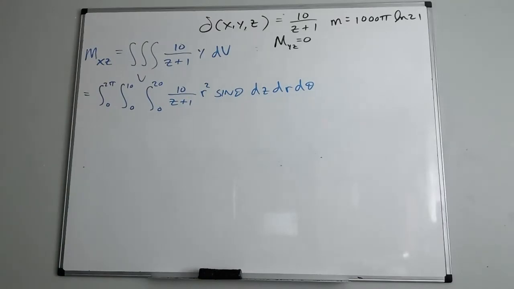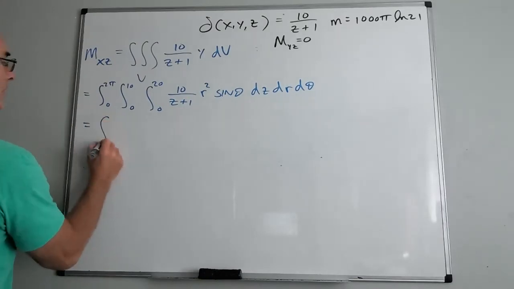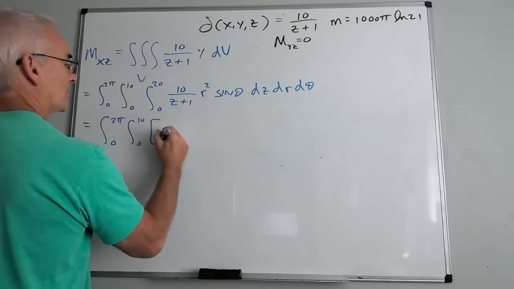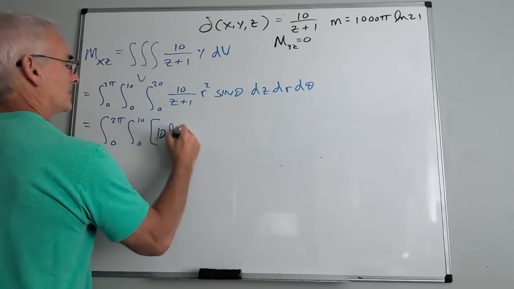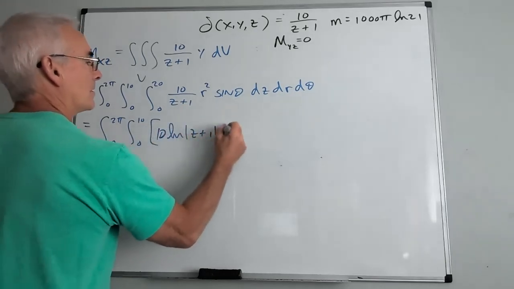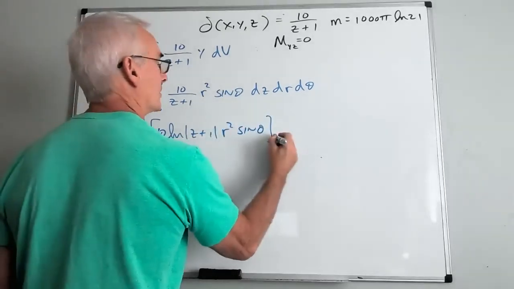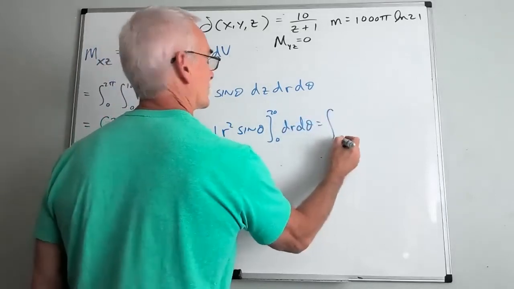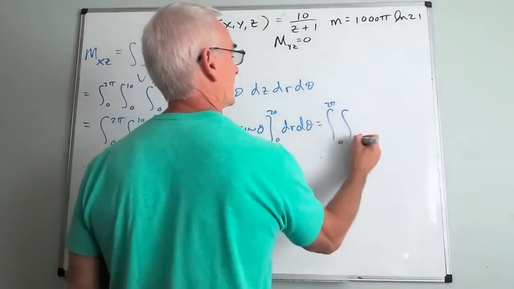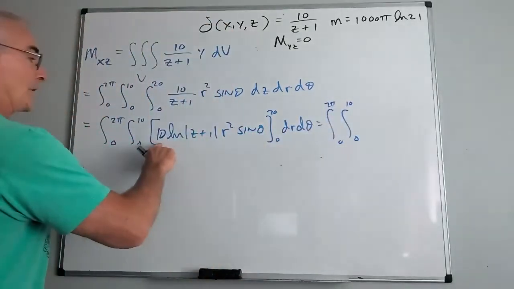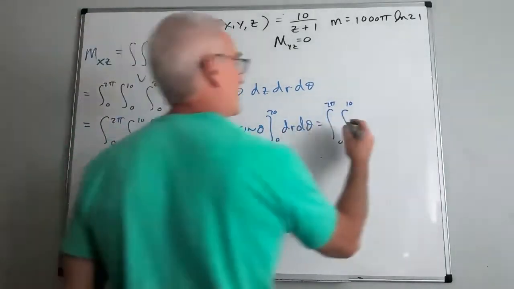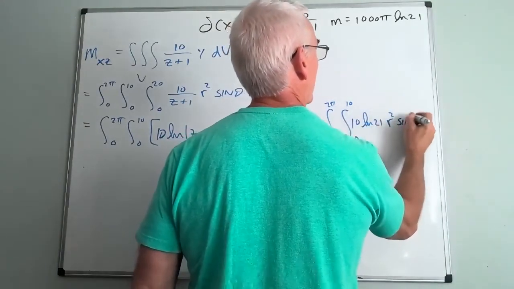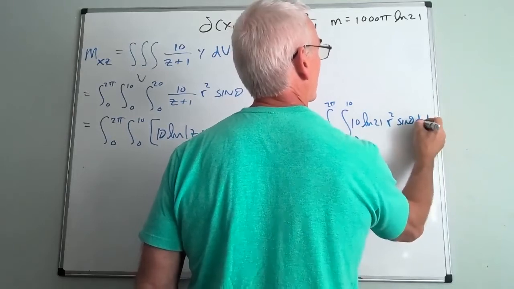Okay. So we do the z integration first, just like before. I think we're getting used to this one. So I'm going to get 10 log z plus 1 r squared sine theta from 0 to 20 dr d theta, which I think I can probably fit on this line here. We already know that's going to be 10 log 21. R squared sine theta, dr d theta. Okay, it kind of got it there.